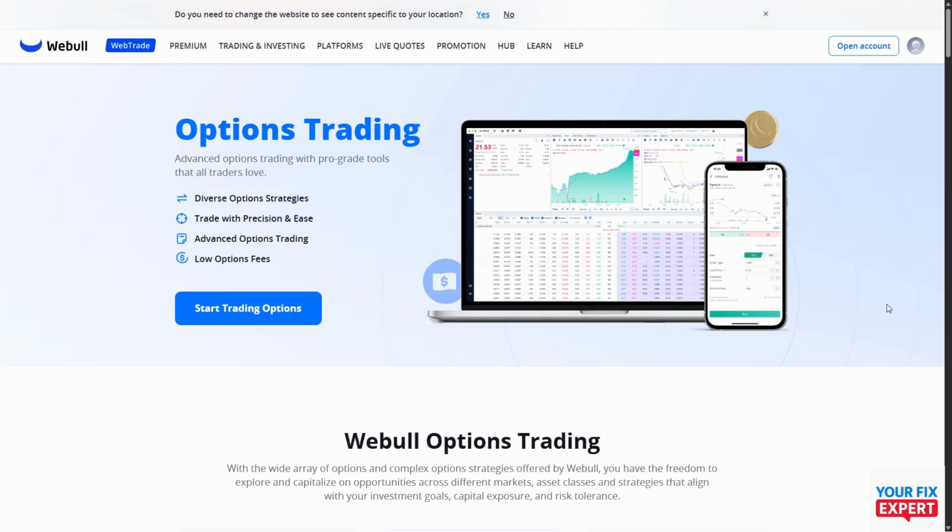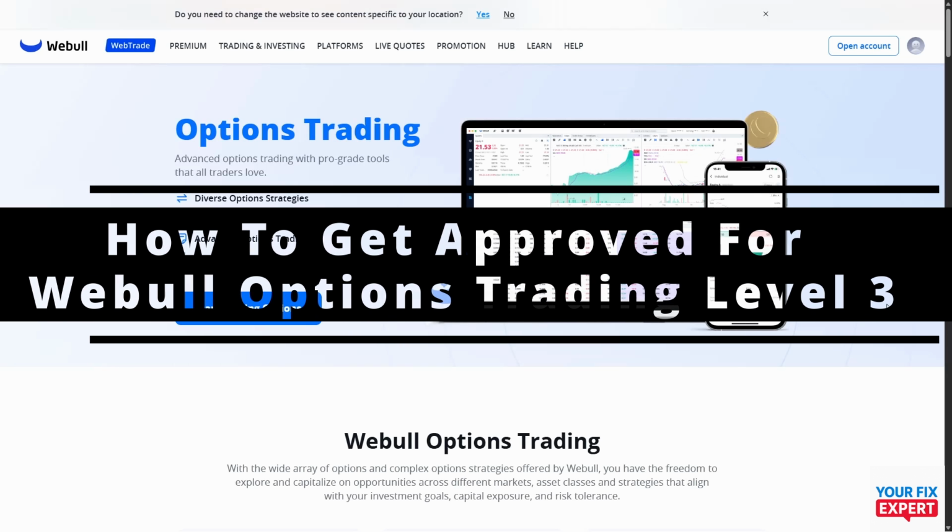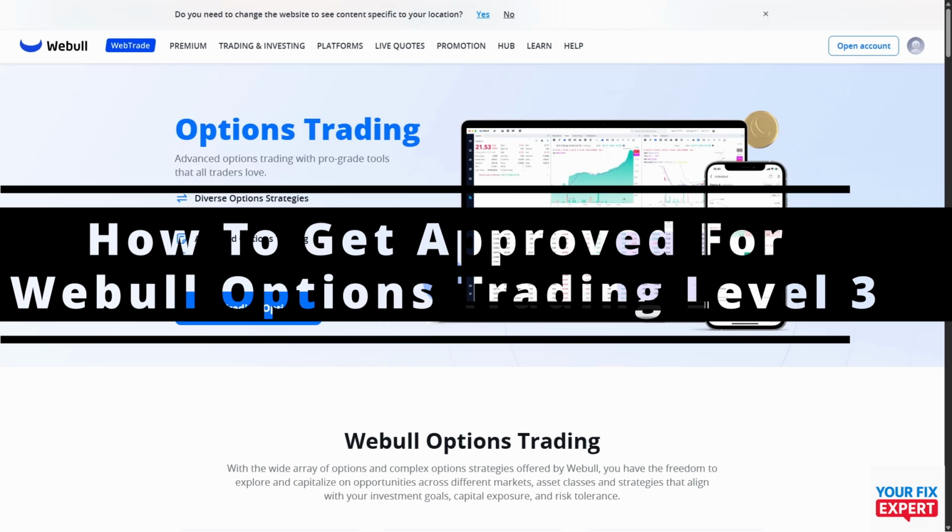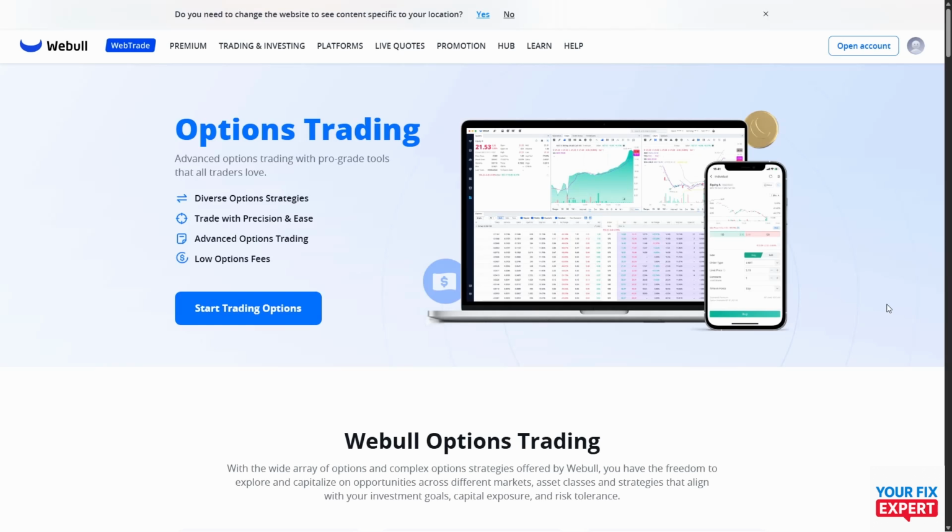The topic of today's video is how to get approved for Webull options trading level 3. So here are the requirements for level 3 options approval. First of all, level 3 options trading is available only to users with a margin account. If you currently have a cash account, you'll need to change to a margin account.